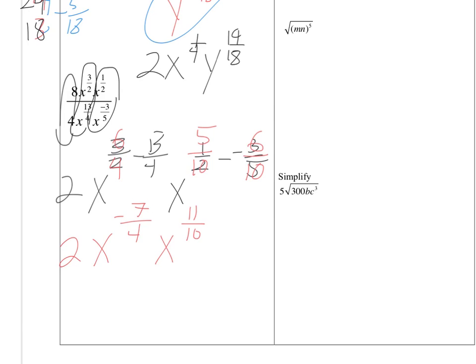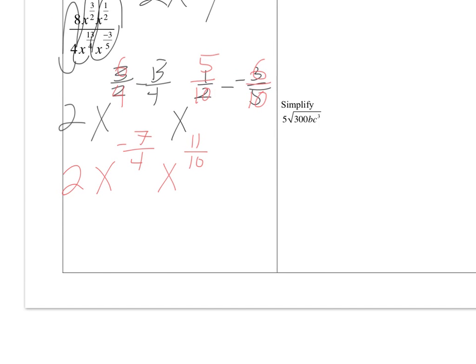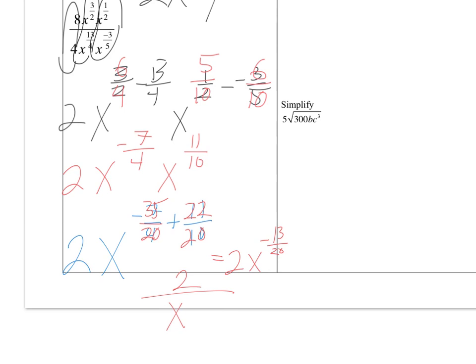All right, now I'm going to combine these by adding my exponents. So we have 2x to the -7/4 plus 11/10. My least common denominator here is going to be 20. So times 5 is 35/20, and times 2 is going to be 22/20. When I add those up, we get 2x to the -13/20. In other words, 2 over x to the 13/20.